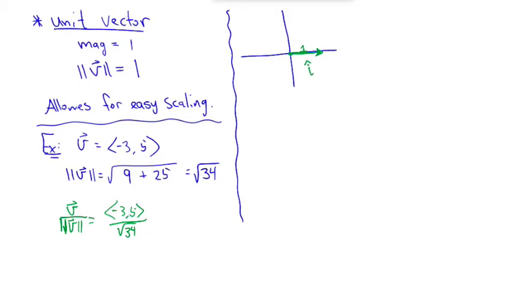If I choose a vector to go straight up the y-axis 1 unit, make that a fancy one. This is called j hat. i makes it go to the right. j makes it go up.